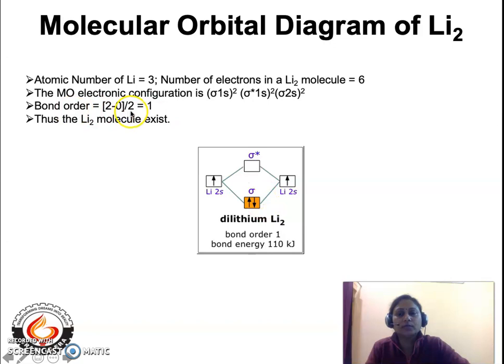Now let us calculate the bond order. It is 2 minus 0. Why 0? Because there are no electrons in the antibonding molecular orbital. So it is (2 minus 0) divided by 2 equals 1. So that means this molecule exists. It's a stable molecule and there are no unpaired electrons. Hence this molecule is diamagnetic.